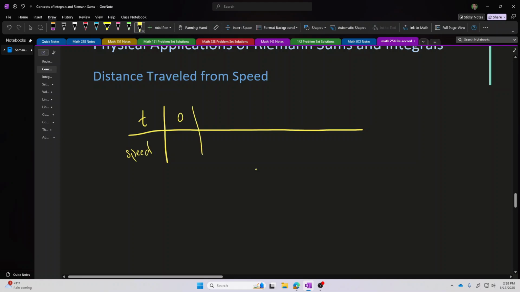say at time 0, it was going 20 miles per hour. At time 1, it was going 22 miles per hour. At time 2, it was going 24 miles per hour. At time 3, it was going, let's say, 23 miles per hour. And someone could say, for example, estimate the total distance traveled.